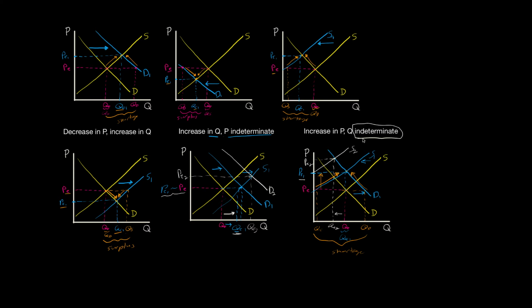So this is a term you need to be familiar with. When the change in price or quantity is indeterminate in a market, it's the result of a simultaneous shift in both demand and supply, in which it is clear that either the quantity will change or the price will change, but whether the other one changes depends on the magnitude of the shift in demand and supply.